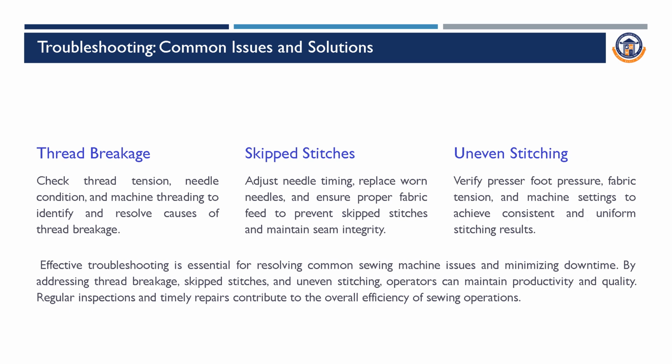Troubleshooting common issues and solutions. There are three common issues we will get: thread breakage, skipped stitches, and uneven stitching. If you are getting thread breakage, check the thread tension, needle condition, and machine threading to identify and resolve the causes. For skipped stitches, adjust the needle timing, replace the worn-out needle, and ensure the fabric is properly fed to prevent skipped stitches and improve seam integrity.